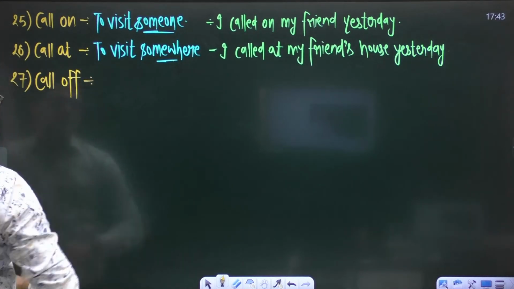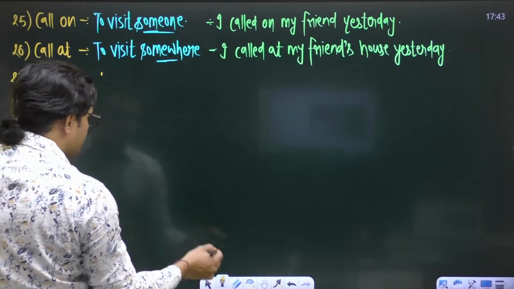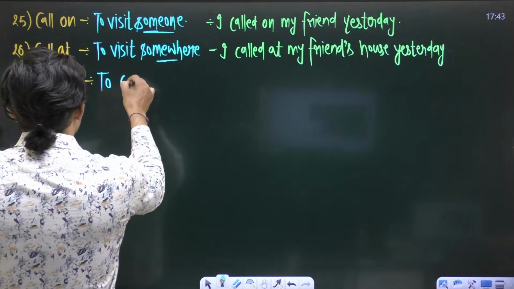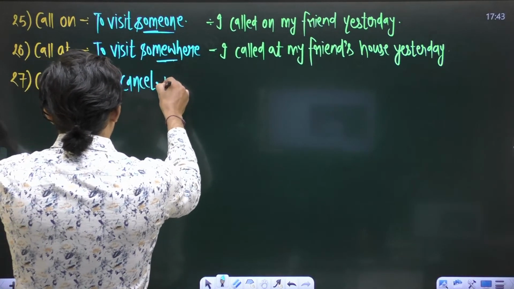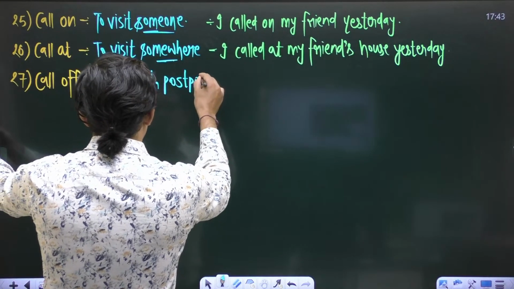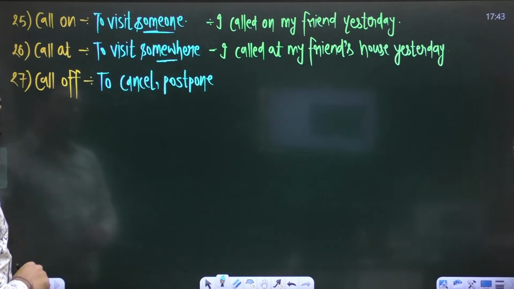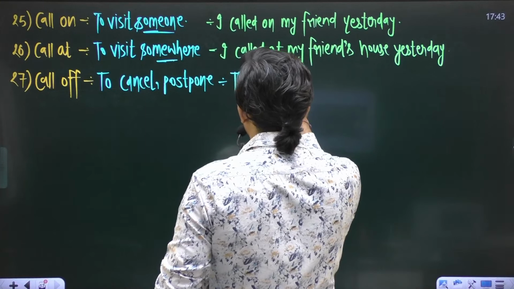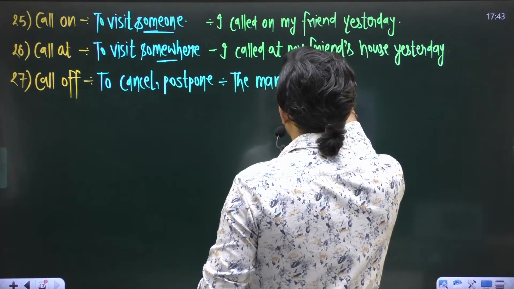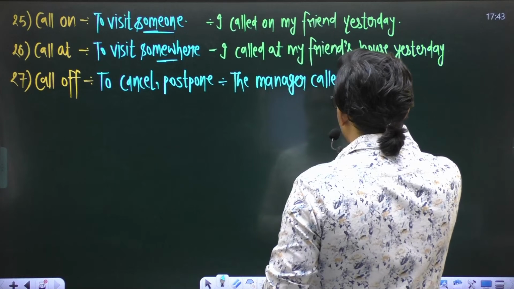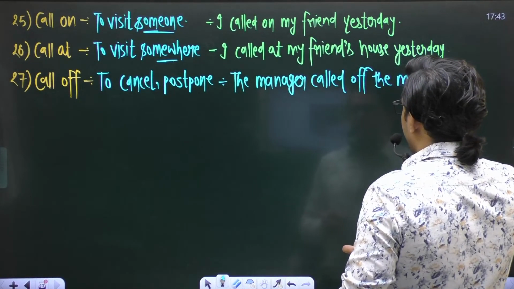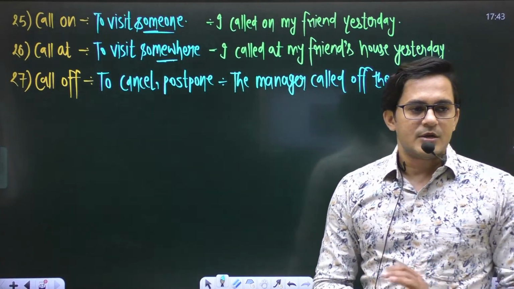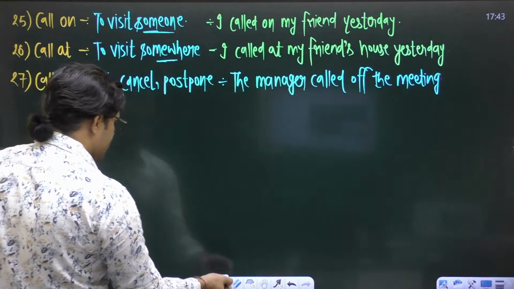Call off. Okay. Call off means to cancel, or you can say to postpone, right? To cancel or postpone. Example, if I say the manager called off the meeting, the manager called off the meeting. You can speak like that.